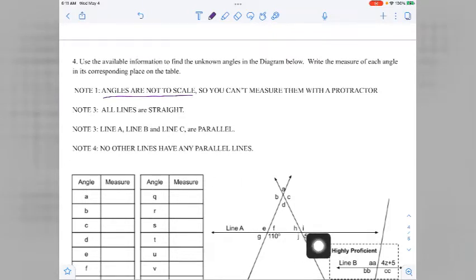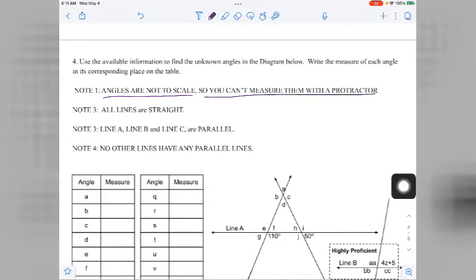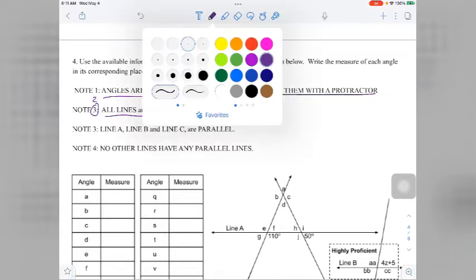we say they are. For instance, this is probably not really 50 degrees right here, even though it says it is. So you're supposed to figure this out based on if this were 50 degrees, what would these other angles be? If you used a protractor, you got this wrong. You can't measure them with a protractor. This should say angle 2, but all lines are straight. That's an important little piece of information to know as well.